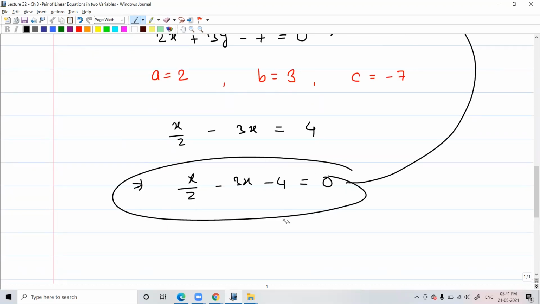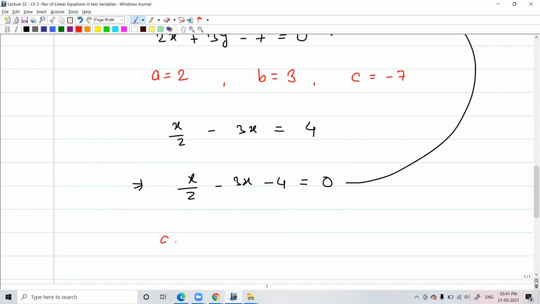Then you should decide on what is my a, b, and c. So now for this equation, tell me what is a, b, c here, guys. What's a here? What is the coefficient of x? 1 by 2. Yes, the 2 is in the denominator, so it is 1 by 2. So the coefficient of b should be easy. Tell me what is b? Minus 3. Yes, negative sign also we need to consider. So b is minus 3. What about c? Minus 4.